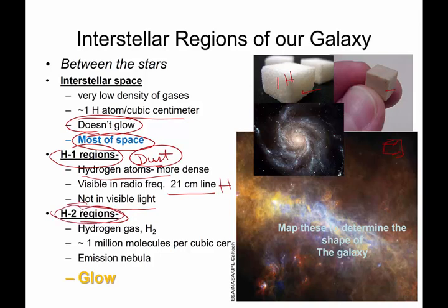H2 regions are regions that have so much kinetic energy, so much heat, that the hydrogen gas itself glows, like the spectral lights we looked at early on in the semester. If you see light that is glowing, this is a high energy emission nebula area of a galaxy, and that is a different structure. So by mapping all of these different regions, that helps us put together the overall picture of what our galaxy is going to look like.